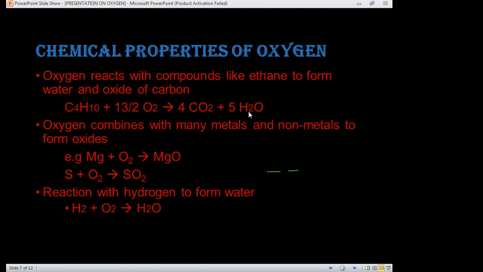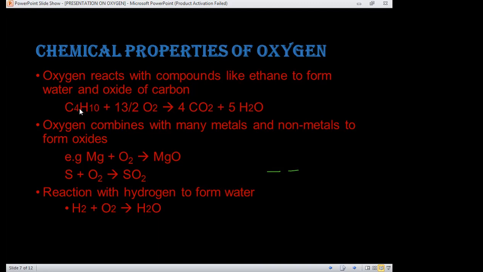And depending on the amount of oxygen present, if we have excess supply of oxygen, carbon dioxide and water vapor are formed. But if we have limited supply of oxygen, if the amount of oxygen available is just little, then we are going to have carbon monoxide and water vapor. And it is very simple, but please don't be confused over that.